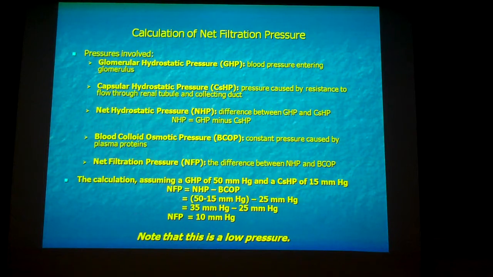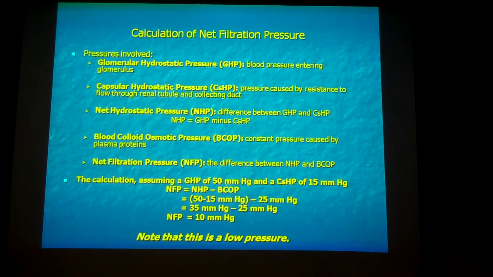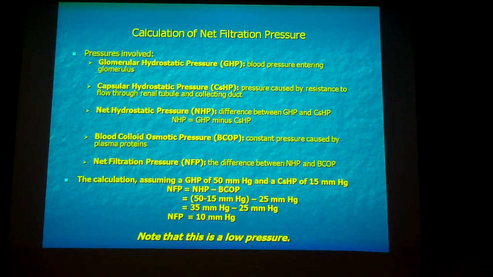50 minus 15 is 35, isn't it? Yeah. 35 minus 25 is 10. That's our net filtration pressure. Now, notice, folks, this is a low pressure. 10 millimeters of mercury, that's hardly any pressure at all.